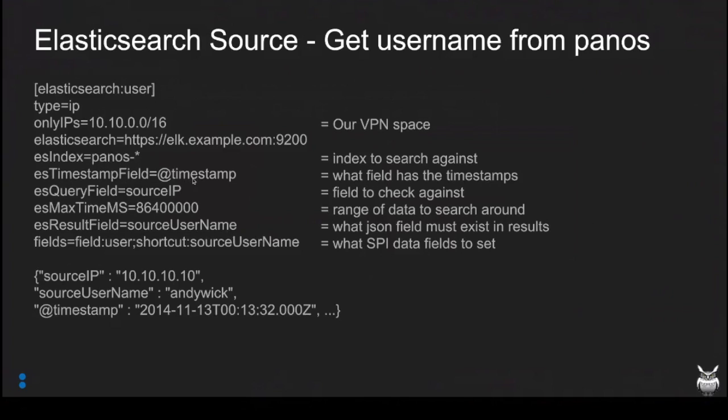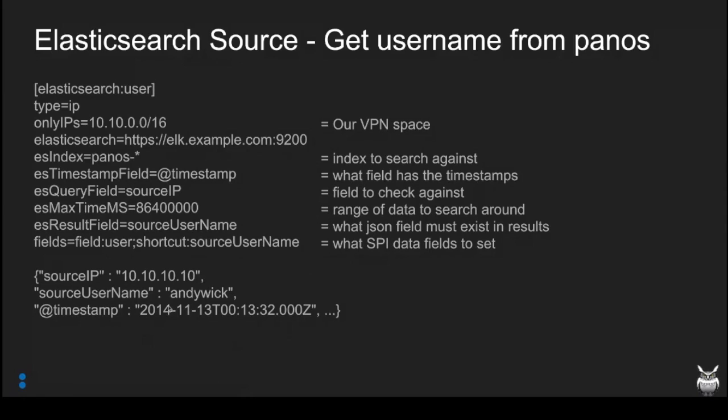We have to tell it what timestamp to use because we want to make sure to get the latest log, since the IP could be handed out by the VPN server concentrator at any time. What field to do the query on, where the username is going to come from. And this is what a record looks like right here in Elasticsearch. It's going to have a source IP field, source username field, and the timestamp field.